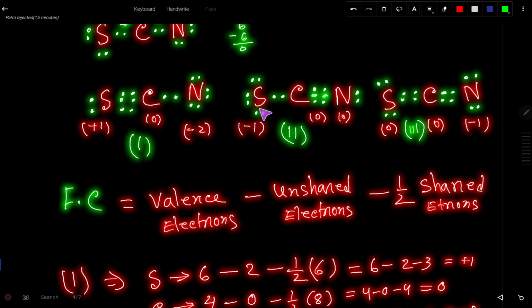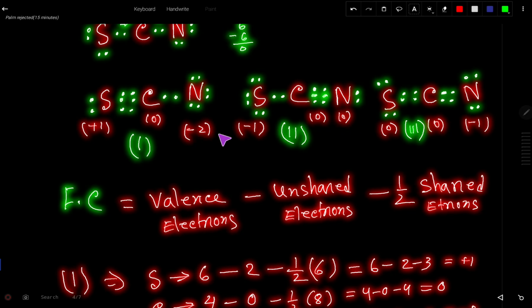Look, here we compare atom to atom. Sulfur has -1 here, +1 here, and 0 here, right? Then compare carbon: here 0, 0, 0, so carbon doesn't have any effect here. Then for nitrogen, here it is -1, here 0, and here -2.